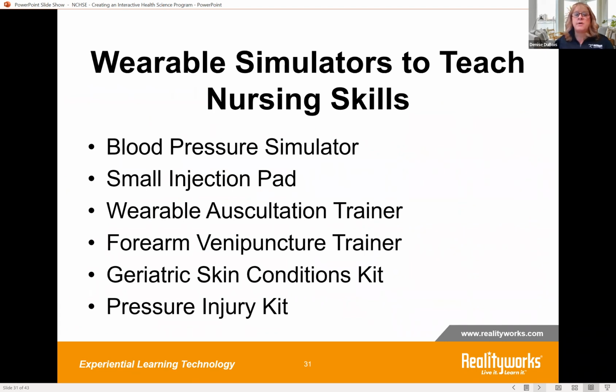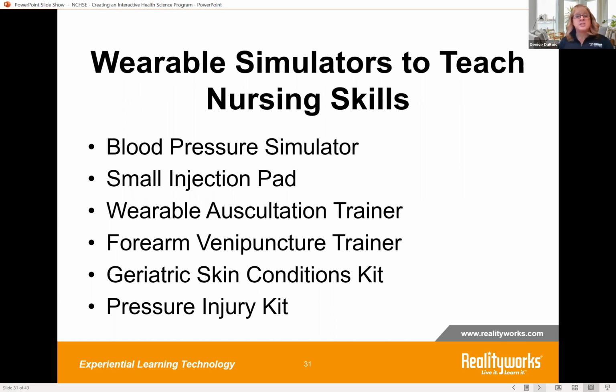We also have a few different wearable simulators that teach technical nursing or health science skills as well. And a few of those we have a blood pressure simulator. Those are quite common. Certainly wearable injection pads are really good because when you're going to practice injecting on a person that's talking to you and you have to communicate with them, it's much different than just doing it into an isolated pad by itself.